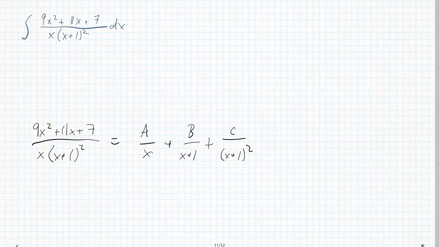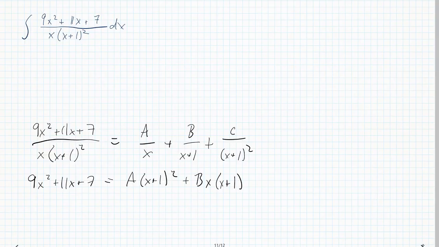So now when you multiply by the common denominator we want, x times the quantity (x plus 1) squared, what we're left with is 9x squared plus 11x plus 7 equals A times the quantity (x plus 1) squared, plus B times (x plus 1), plus C times x. Now here's where things get a little cooler.